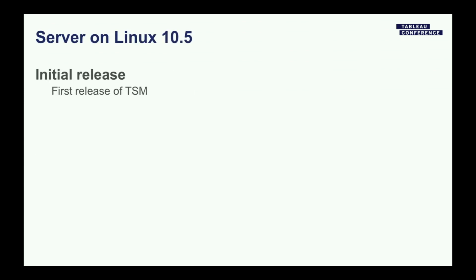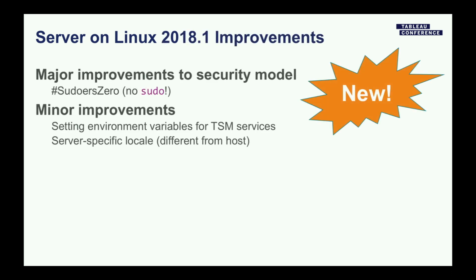First, I'm going to cover the releases of Tableau Server on Linux to date. So the first release was 10.5, and that was just the very initial version. Then came the 2018.1 release. The improvements there are something I like to call #sudoers0. If you're familiar with the 10.5 release, we had more complexity, and we needed to use the sudo command, and that's all been removed in the 2018.1 and later releases. We made some other minor improvements, such as making it easier for you to set environment variables for TSM services, and also allowing you to have a server-specific locale. So if you want to have your Linux OS in one locale and a server configured in a different locale, you can do that more easily.